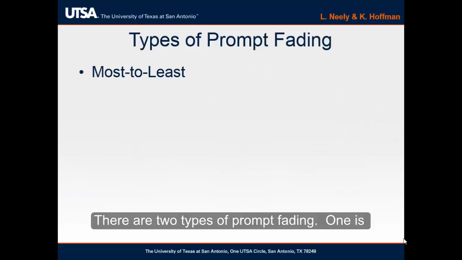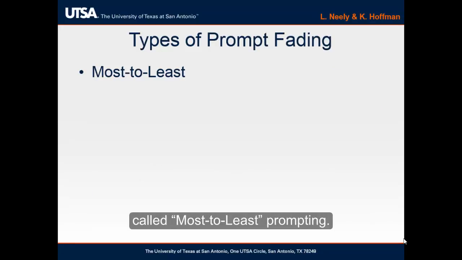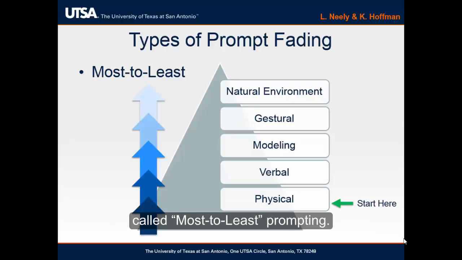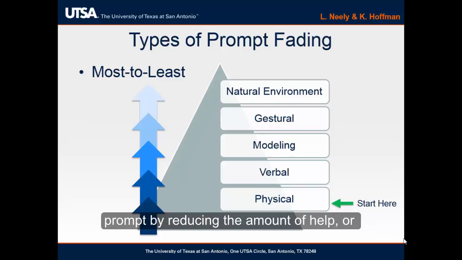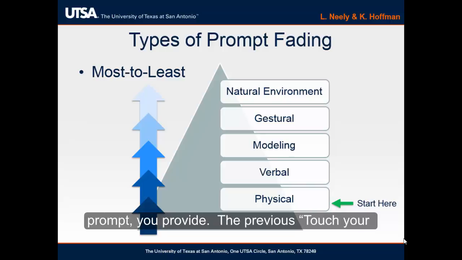So there are two types of prompt fading. One is called most to least prompting. In most to least prompt fading, you start by offering the most help needed to get the correct answer. Once the child can respond correctly with this prompt, you then fade to a lesser prompt by reducing the amount of help or prompt you provide.